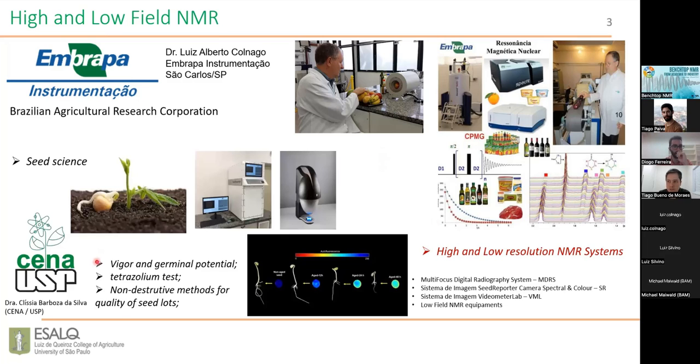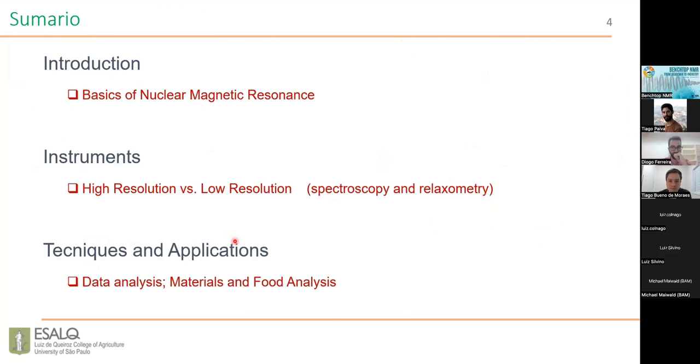Here at University of São Paulo, nowadays I'm part of a big project about seed science, where we are using several spectroscopy methods to study seeds and related problems, also using low-field NMR.